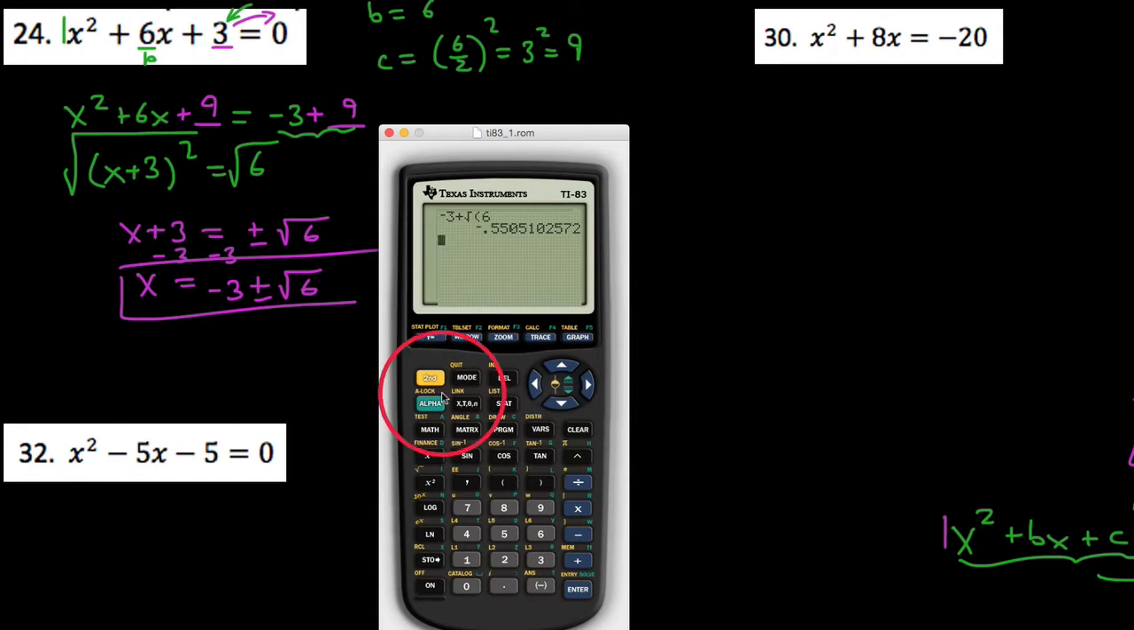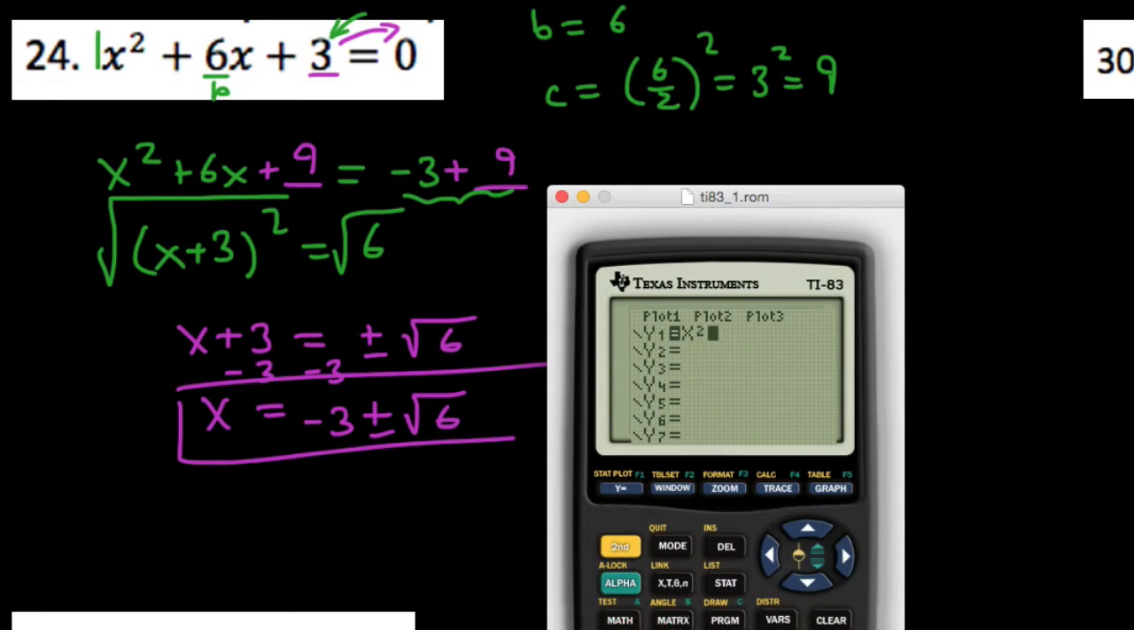Enter. And I'm going to hit second enter, and I'm going to go back and put in a minus instead of a plus. So what we get instead are these two decimals right here. Now what I'm also going to do is graph this original quadratic function, which was just x squared plus 6x plus 3.